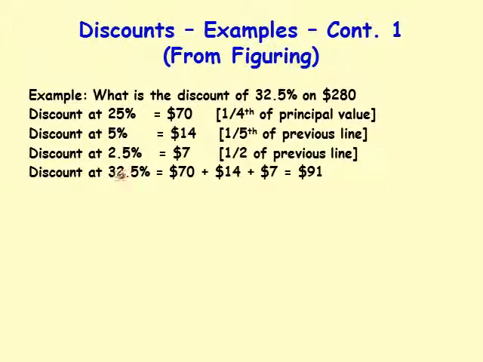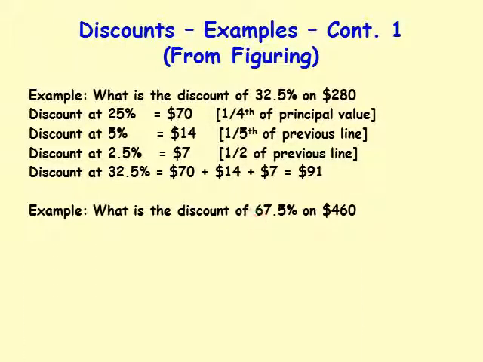So we just add them up. 32.5% discount is $70 plus $14 plus $7, which is $91. Okay, so $91 is the discount, and that's how we compute the discount.